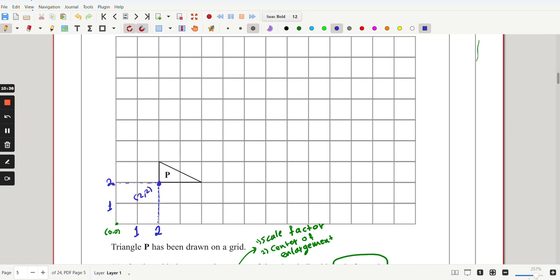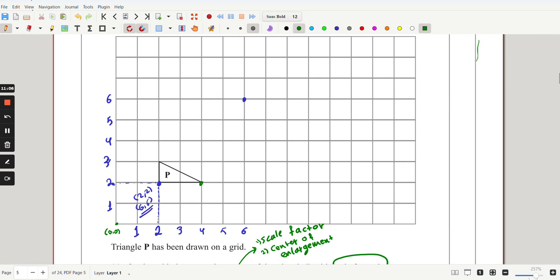We'll multiply the x coordinate 2 by 3 and the y coordinate 2 by 3 also, by the scale factor. So 2 times 3 is 6, the new point. 2 times 3 is 6, so this is our new point. So 1, 2, 3, 4, 5, 6 on the x-axis and 1, 2, 3, 4, 5, 6 on the y-axis. They will meet at this point.